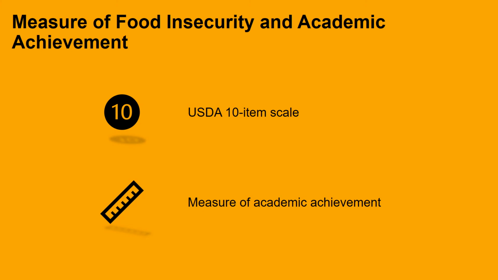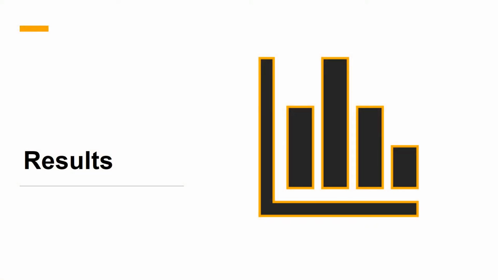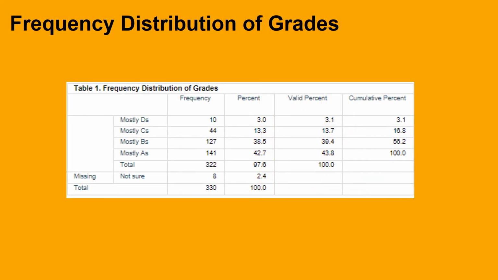Now, we're going to move on to the results. What were the results, and did we actually find anything of relevance or significant relationships in this study? Here we have the frequency distribution of grades. Table 1 shows the frequency distribution of academic achievement.